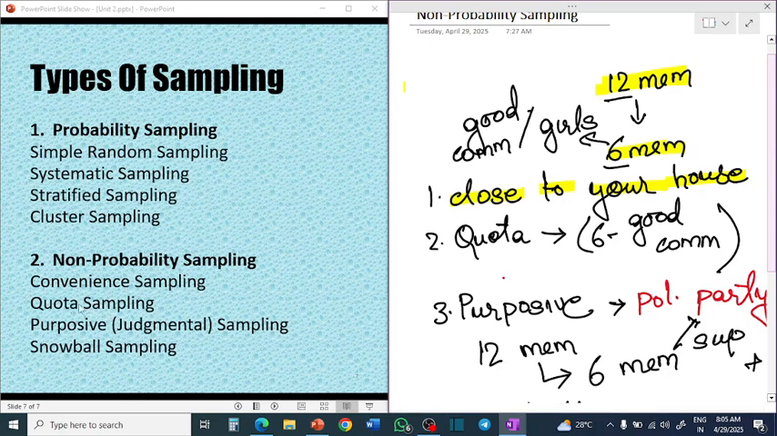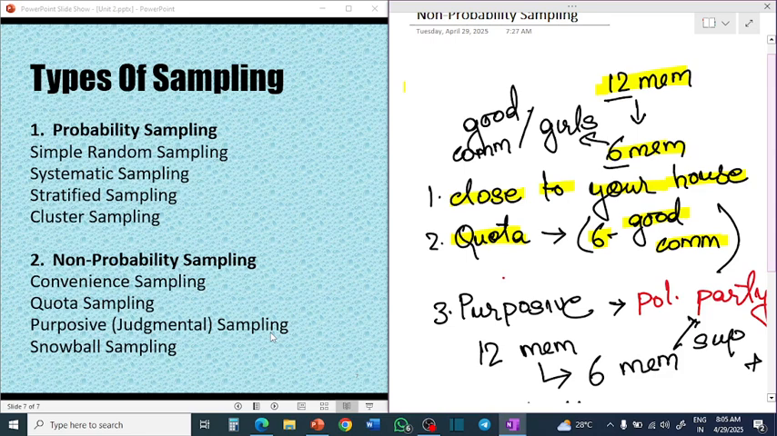Then comes quota sampling. In quota sampling, you divide the students into a particular quota. For example, for an easier way of data collection, out of these 12 students, you decide to select the 6 students who are good in communication. It will be easier for you to collect data. This is known as quota sampling.